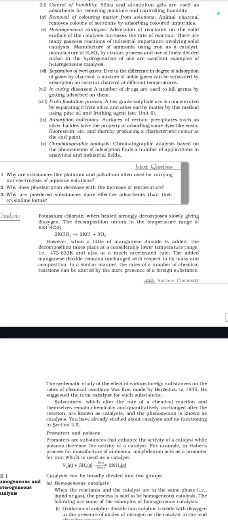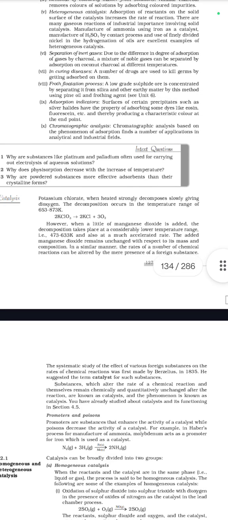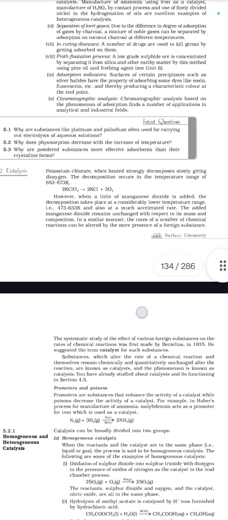Adsorption indicator. The surface of certain precipitates such as silver halide has the property of adsorbing some dyes like eosin, fluorescein, etc., and thereby producing a characteristic color at the end point. Chromatographic analysis. Chromatographic analysis, based on the phenomenon of adsorption, finds a number of applications in analytical and industrial fields.